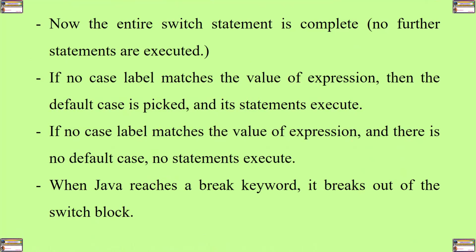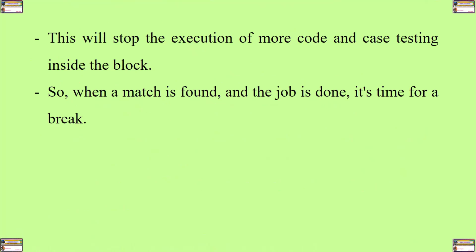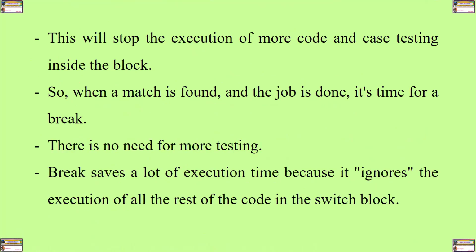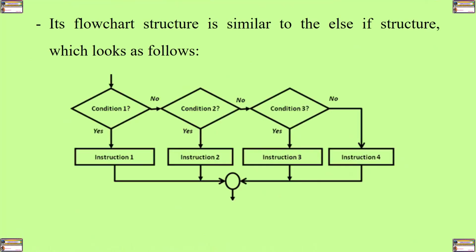When Java reaches a break keyword, it breaks out of the switch block. This will stop the execution of more code and the case testing inside the block. Therefore, when a match is found and the job is done, it's time for a break. There is no need for more testing. Break saves a lot of execution time because it ignores the execution of all the rest of the code in the switch block. Its flowchart structure is similar to the else-if structure, which looks as follows.